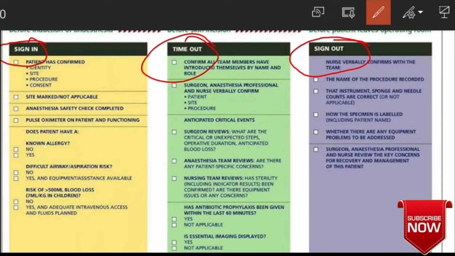Sign in is to be completed before the induction of anesthesia in the presence of the anesthetist. Time out is before the skin incision. Sign out is completed before the patient leaves the operating room.